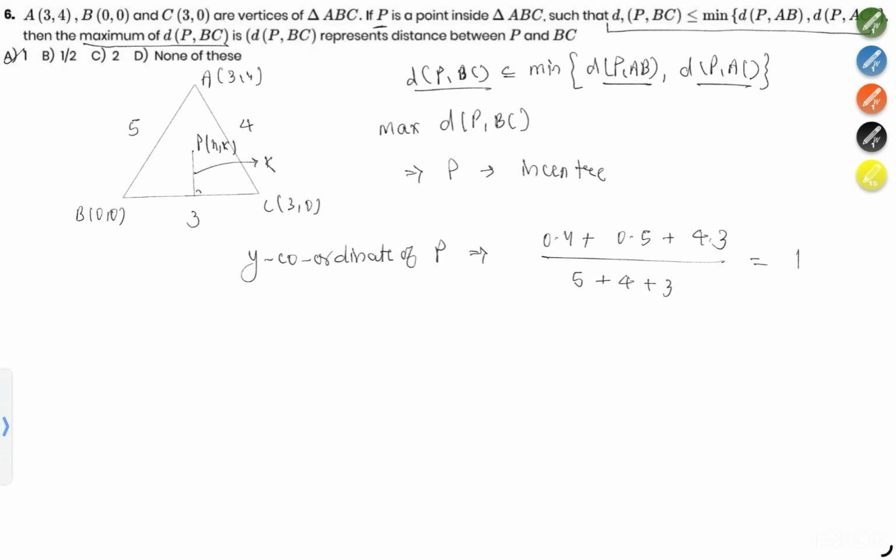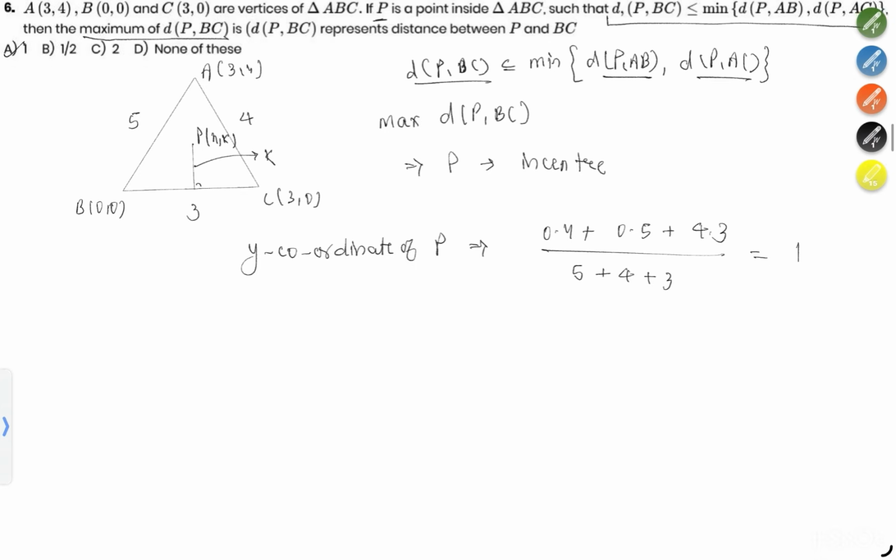Here, which formula have we used? We have used (a y1 plus b y2 plus c y3) over (a plus b plus c), the standard formula of the incenter. Okay, now let us move to question number 7.